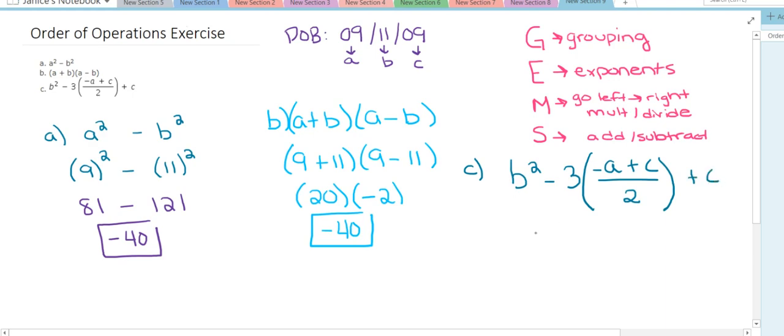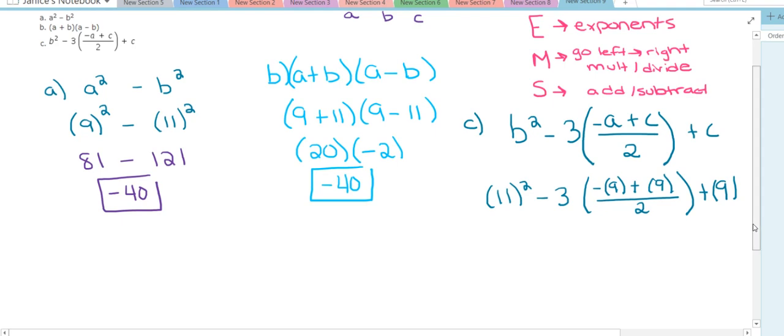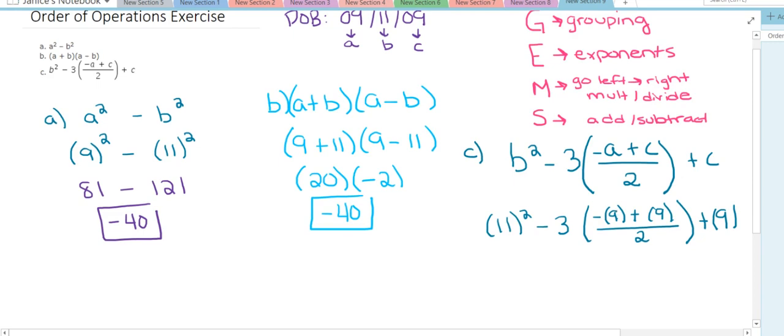So B is 11. So we have 11 squared, then minus 3. Then I have a negative A, so I have a negative 9. And every time I plug something in, I'm plugging it in parentheses here. And then I have a plus C, which is 9, and then over 2, and then plus C, so that's going to be 9 again. So B is 11, the A was 9, C was 9, the C was 9, with that in parentheses. Okay, and that's just in case there's any different symbols or anything going negative, just like right here.